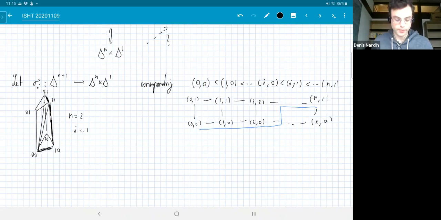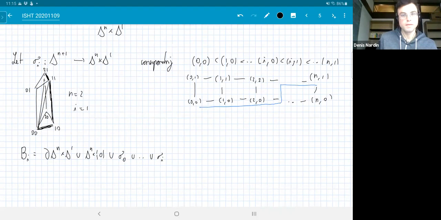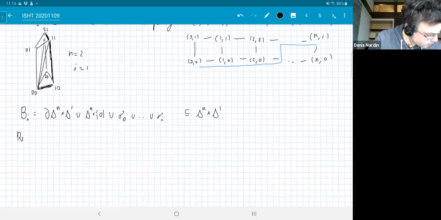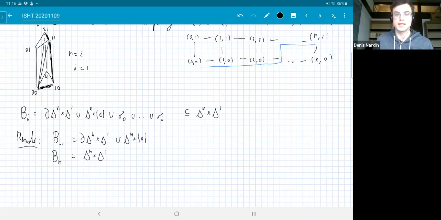So the idea is we let what I'm calling B_i be just the subcomplex that we want to consider, union with sigma 0 through sigma i. So we are adding the first i of these simplices. And this is a simplicial subset in delta n times delta one. And so the remark is, B minus one is this guy, by definition. B_n is actually everything. You check there is nothing left, because every simplex is a subsimplex of some sigma i.